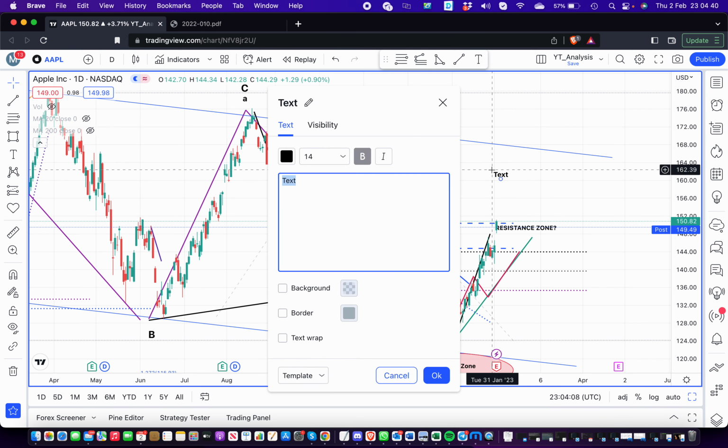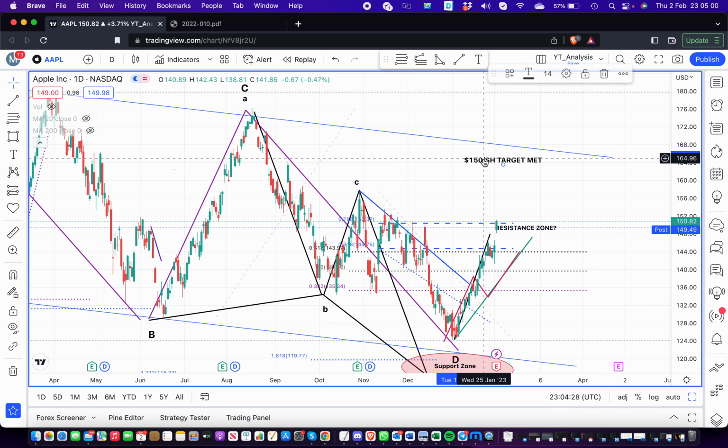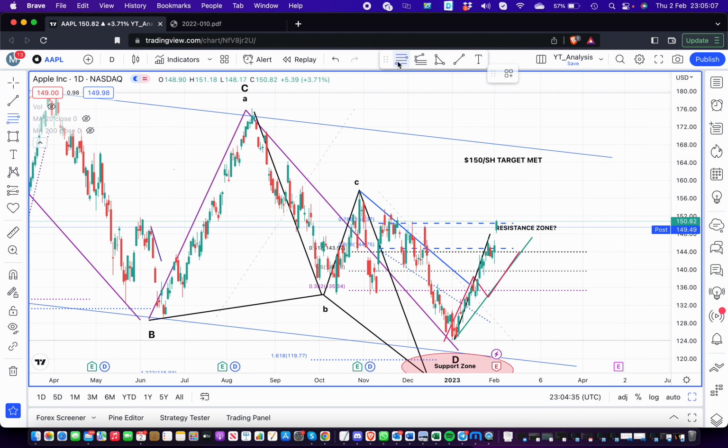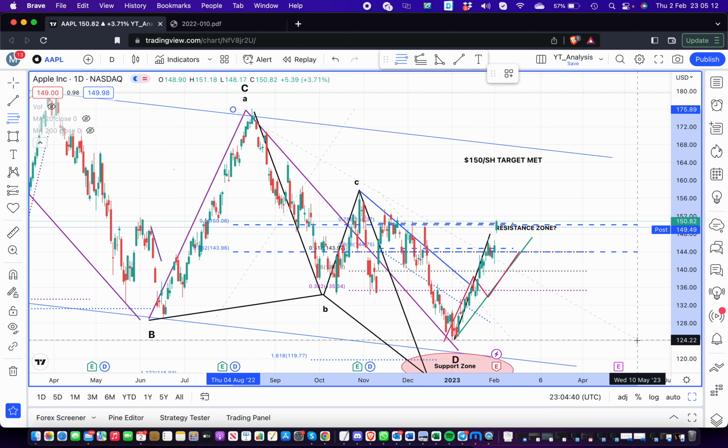So I'm just gonna write $150 per share, target met. Yeah, sure, it can go higher, but this is what we were looking at, and this is the 78.6% Fibonacci retracement, and from this low here, this is about 50%.